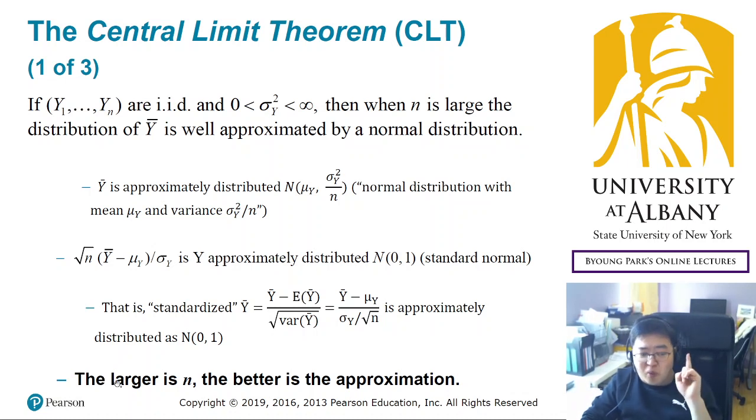But one important assumption here is that the sample size should be large. The larger the sample size is, the better the approximation is. So as n increases, it's kind of convergence. As n converges to infinity, then the shape of the distribution converges to a standard normal distribution. That's the result.